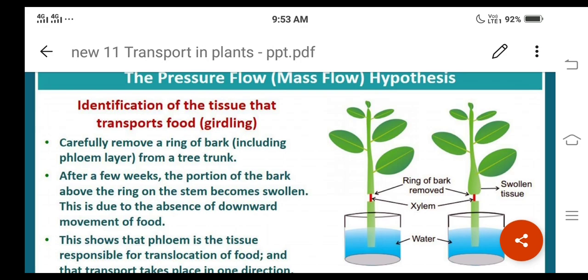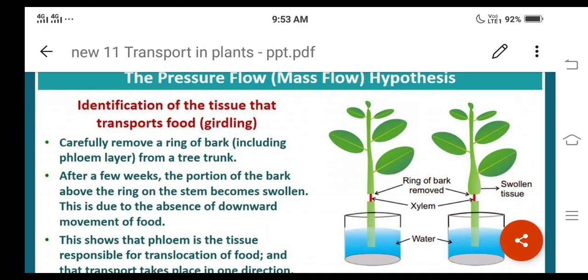In the second diagram you can observe the swollen tissue, right? In the first diagram a ring of bark is removed and we keep it for 10 to 15 days, or 2 weeks. After that, we can observe the swelling of the tissue above the ringed region, and there is even a possibility of development of adventitious roots from this swollen region.